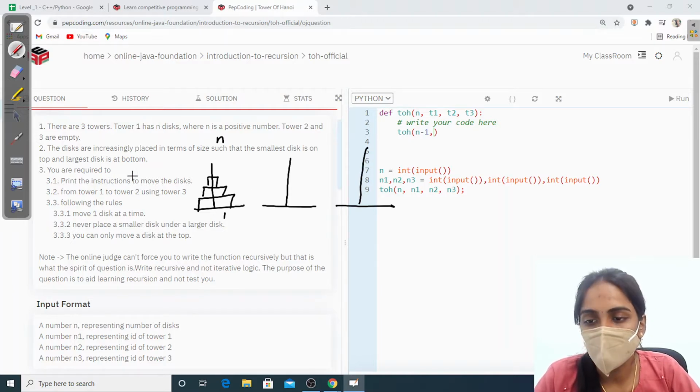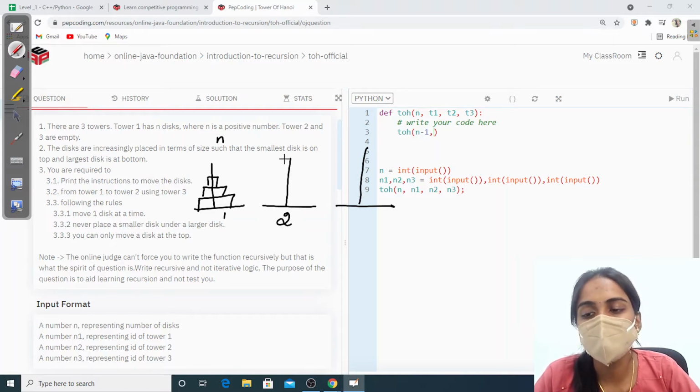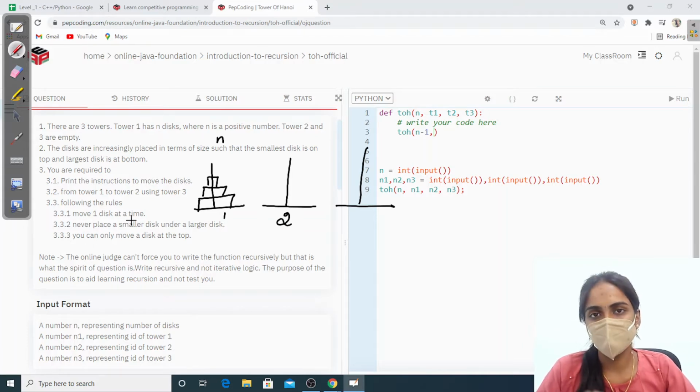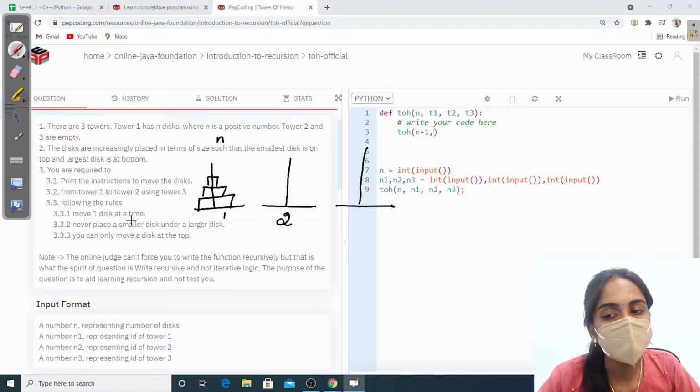You are required to print the instructions to move the discs from tower 1 to tower 2. We have to place all the discs in tower 2. Tower 2 is our destination tower. We need to follow some rules for that. The first rule is to move one disc at a time. At a particular time, we can move only one disc.